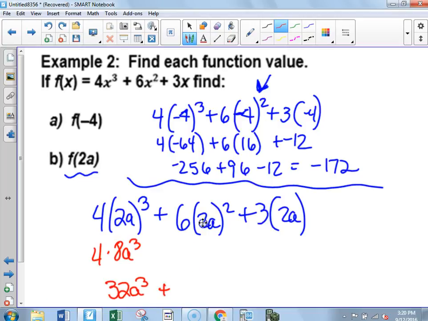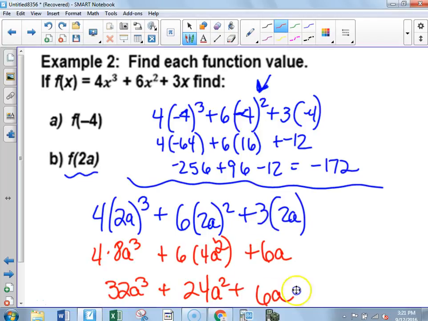2a squared would be 2a times 2a, which is 4a squared, times 6 would be 24a squared. And back here, 3 times 2a would just be 6a. Now, are any of those like terms? No. So it cannot be simplified. Some of you are struggling with the idea that we could factor something out, but it doesn't ask us to factor. So this is as simple as it gets.